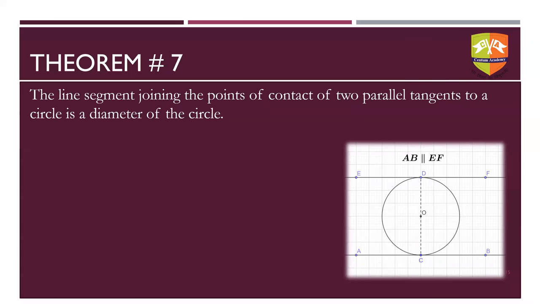Next. The line segment joining the points of contact of two parallel tangents of a circle is a diameter of the circle. So this is the converse of the previous theorem. How do we prove that this is a diameter of the circle? First of all, they are parallel, so this is given.